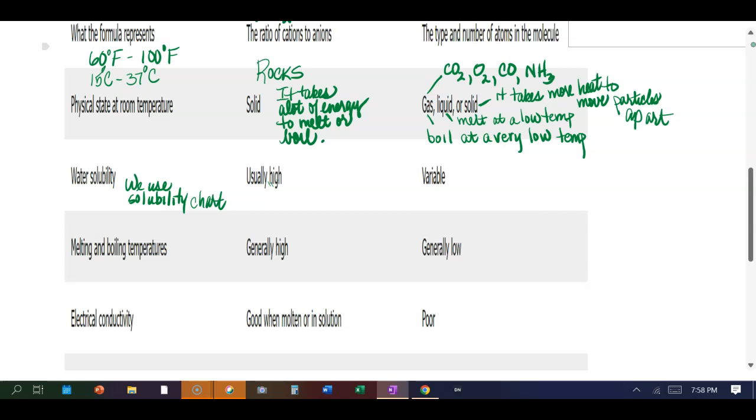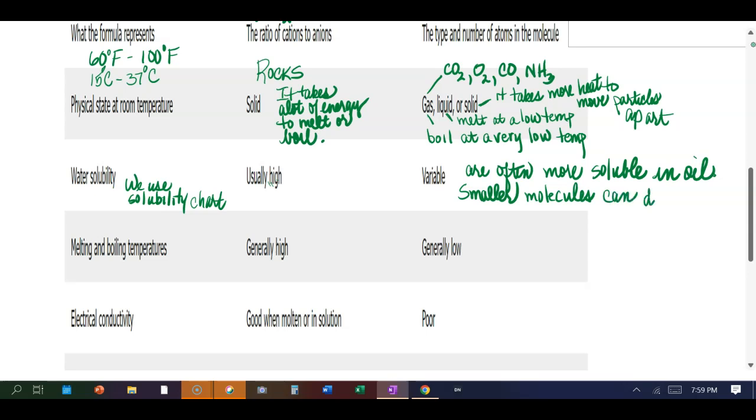Well, covalent compounds are often more soluble in oil. Smaller compounds, smaller molecules can dissolve in water. Like sugar. Like vinegar, for example.